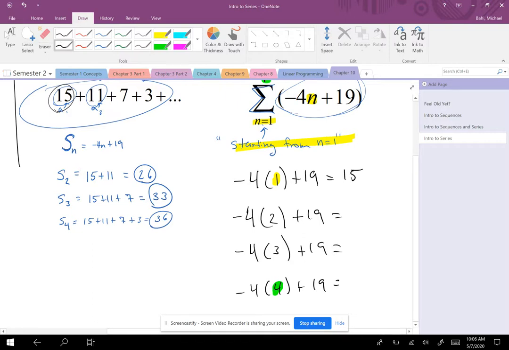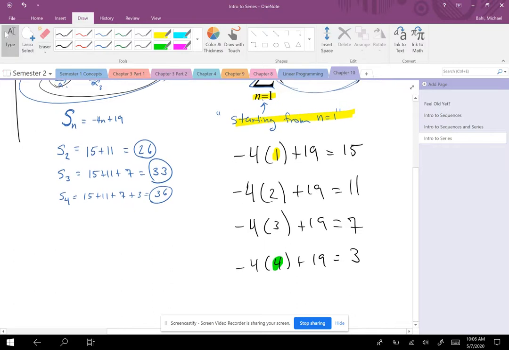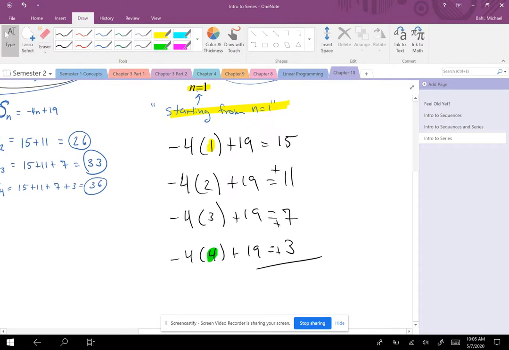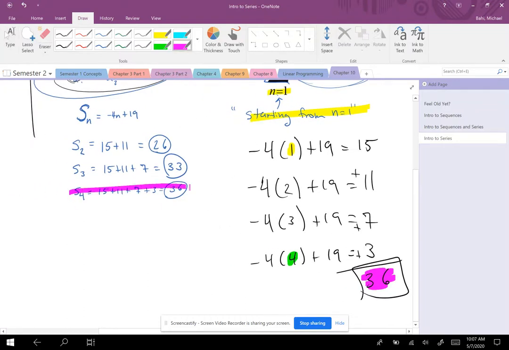And here we're going to have 11. Here we're going to have 7. Here we're going to have 3. So it's literally what you're getting in the pattern. And what we're going to do at the end of all these is we're going to add these all up. That's what sigma notation means. So 26, 33, which is 36, which is what we got in this notation.